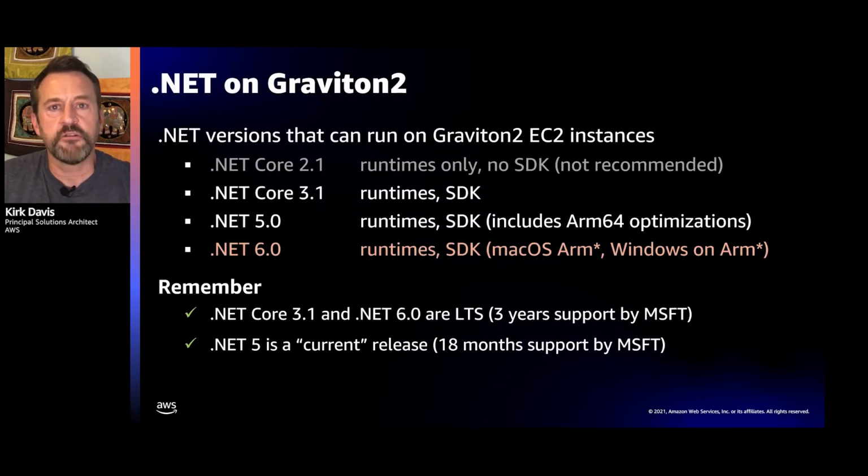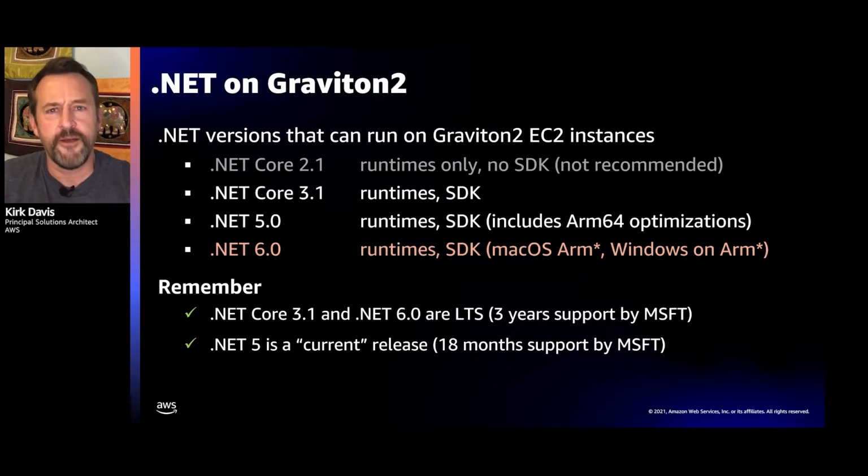So .NET on Graviton2 first became possible with .NET Core 2.1, but the first version of .NET Core to support the SDK was 3.1. And then with .NET 5, a lot of performance improvements were made for Arm64 specifically. And then .NET 6 went a little farther, improved that Arm64 support, and also filled out the Windows on Arm support, and then includes native Arm support on Mac OS also. So if you are on one of those M1 powered MacBook Pros, you can use the native Arm64 .NET 6 SDK now. You don't have to run that in emulation mode.